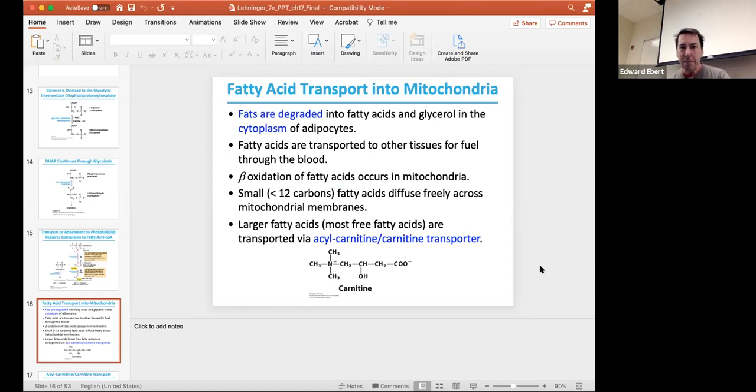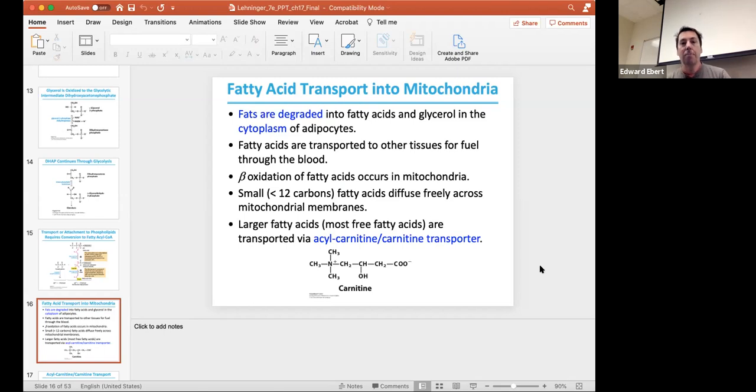Okay. So the fats get degraded into their fatty acids and glycerol in the cytoplasm, but the fatty acids have to get into the mitochondria to be oxidized and provide energy in here. If you have a very small fatty acid, like less than 12 carbons, they can freely diffuse across the mitochondrial membrane. So small ones have no trouble. They can just kind of squeeze through the holes in the mitochondria. Larger fatty acids have to be transported via the acyl carnitine transporter.